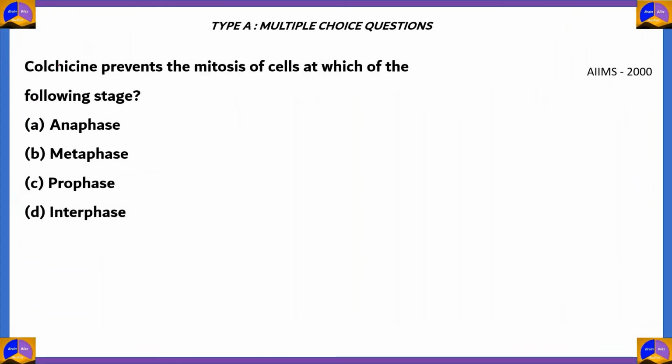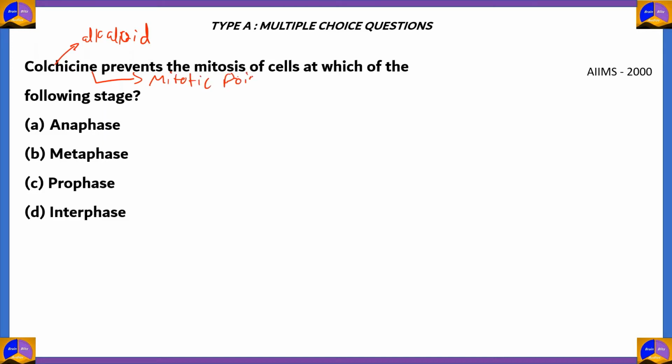Next question. Colchicine prevents the mitosis of cells at which of the following stage? Whether it's A, Anaphase, B, Metaphase, C, Prophase, or D, Interphase. Let's look at what is colchicine. So colchicine is an alkaloid, and it is found in Colchicum autumnale, which is a plant. And this colchicine is referred to as a mitotic poison.